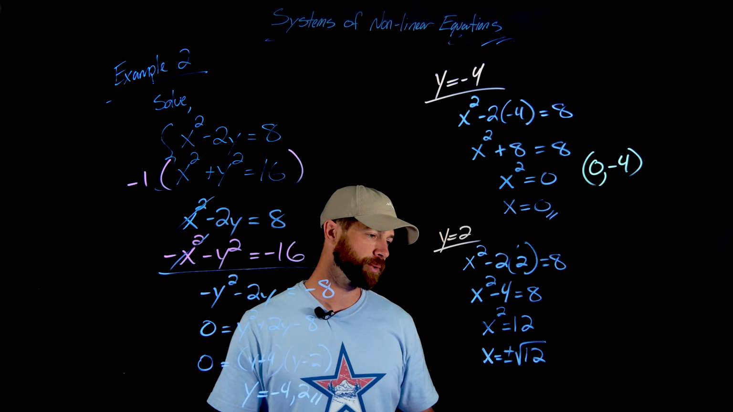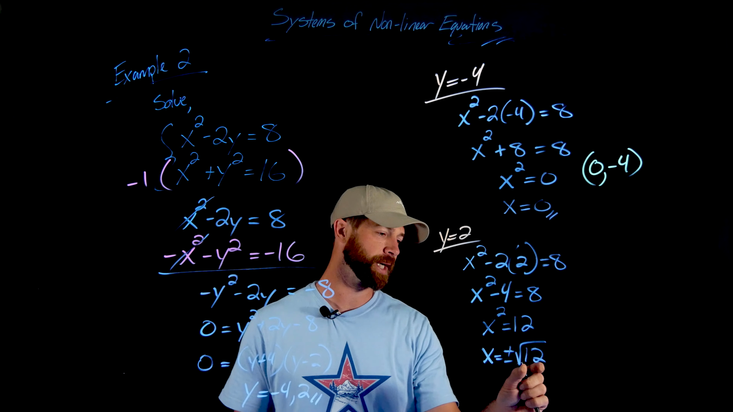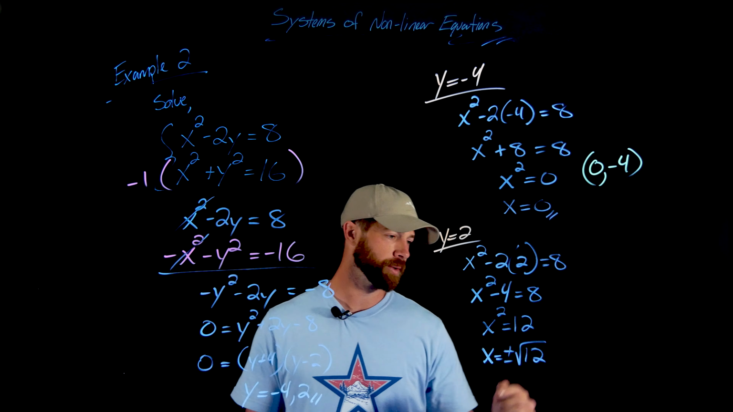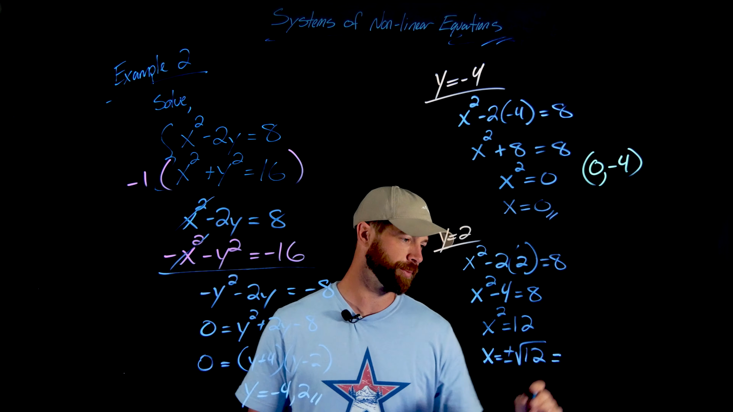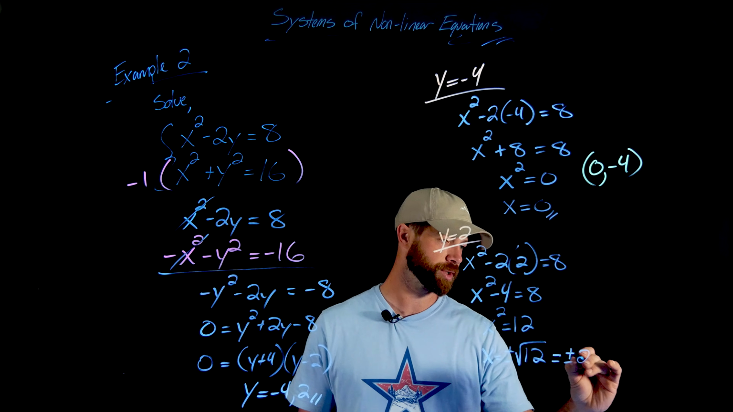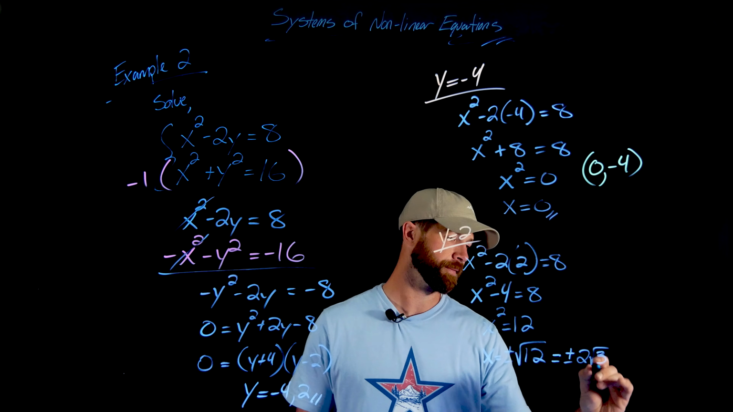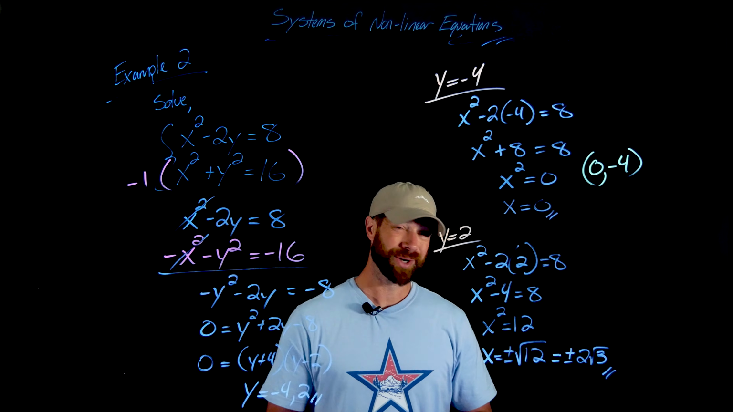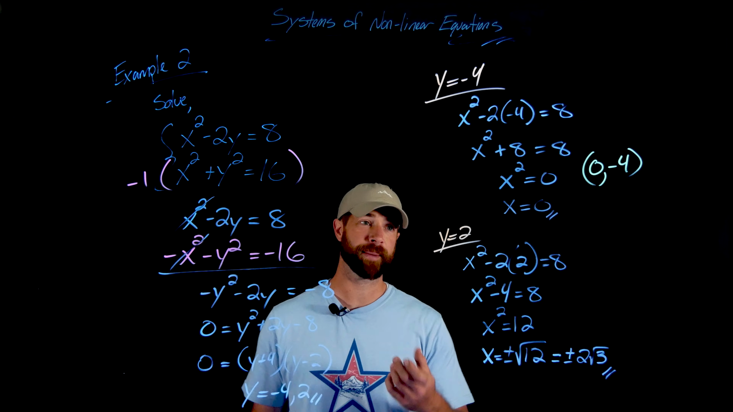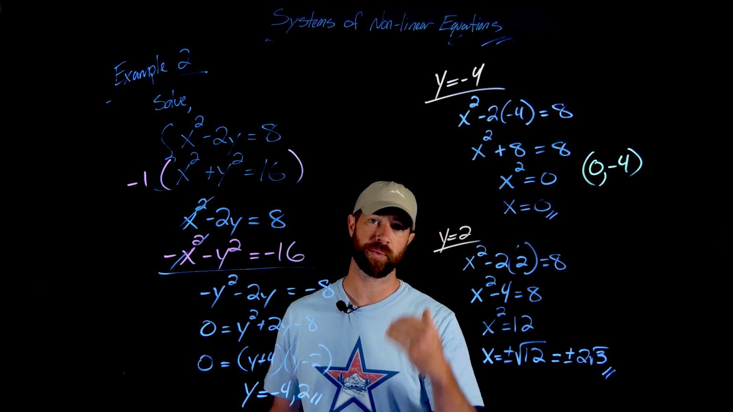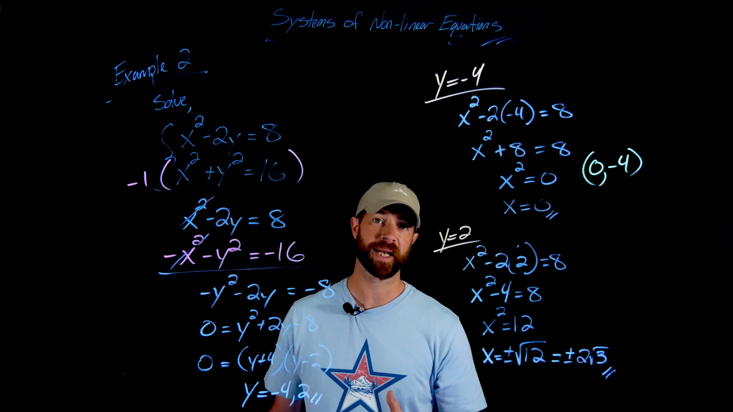I can reduce the square root of 12, thinking of this as 4 times 3. The square root of 4 is 2. This radical reduces down to plus or minus 2 root 3. So something interesting happened here. When I plugged in y equals 2, I didn't just get one solution. I have two associated x values.